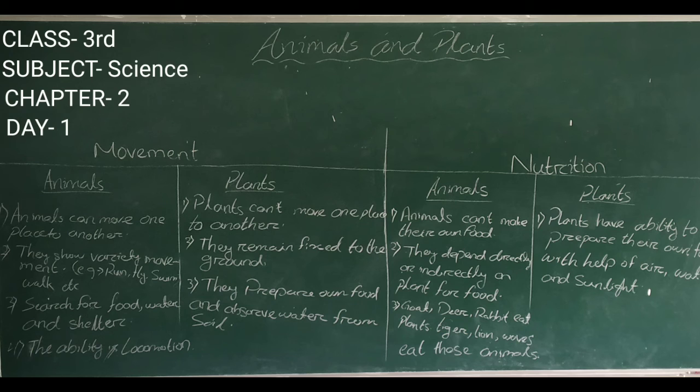Next one, nutrition. Animals cannot make their own food because they depend directly or indirectly on plants for food. For example, some animals, goats, deer, rabbits, etc., eat plants, and tigers, lions, wolves, etc., eat these animals.